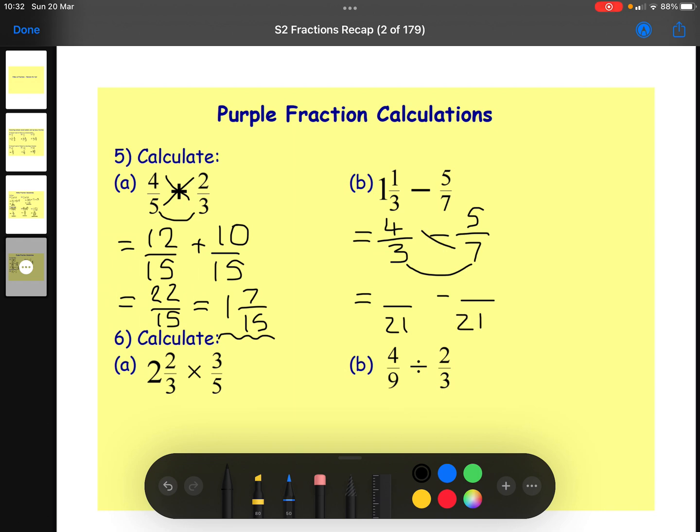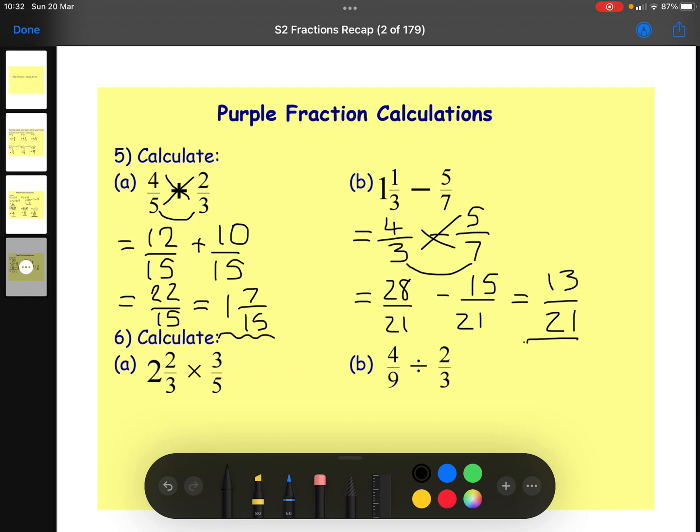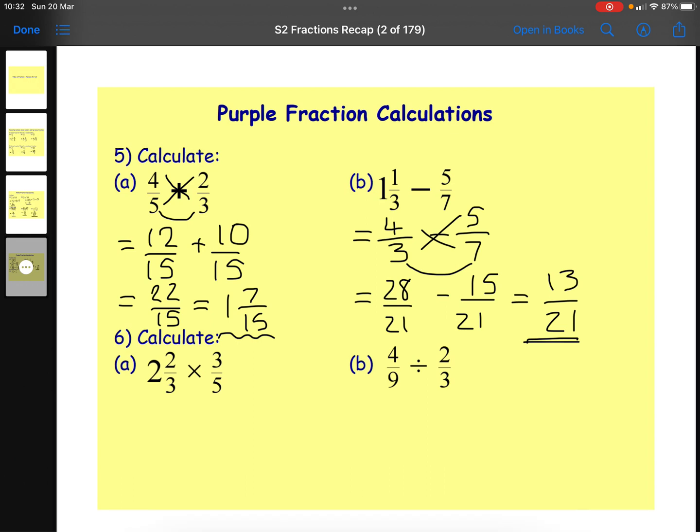And our two numerators, 4 times 7, so 28. And 3 times 5, so 15. We will then need to subtract these values on the top, leaving our common denominator of 21. So we get 28 take away 15, which is 13. That can't go to a mixed number and cannot be simplified, so we leave as is.